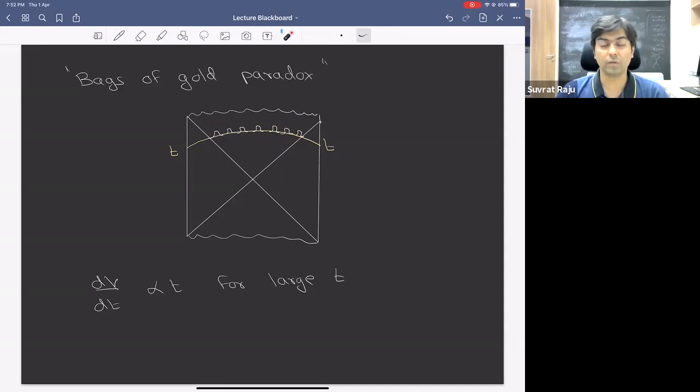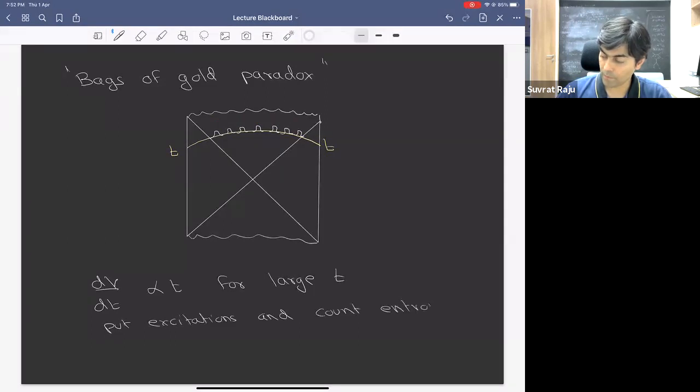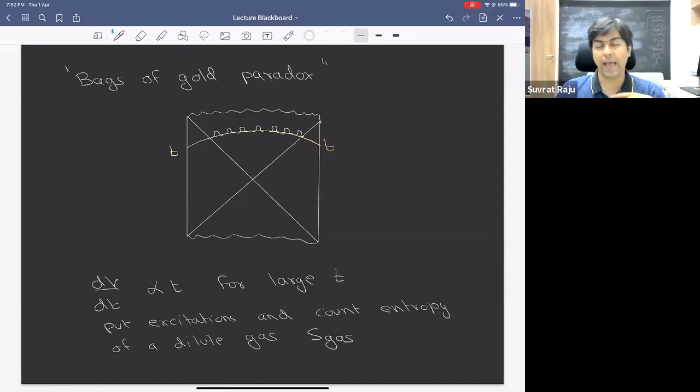And the reason for that is that the volume of these slices is becoming very, very large. So if you put excitations and count the entropy naively in the dilute gas limit of a dilute gas, we would find that the entropy of a gas always grows like the volume within which the gas is sitting, right? We are taught that the entropy of the gas is an extensive quantity. So we would find that the entropy of the gas grows like T for large T.